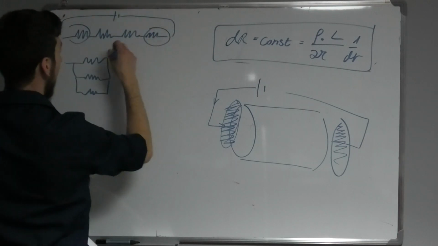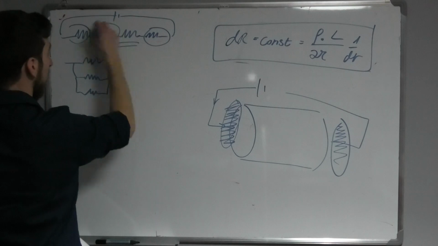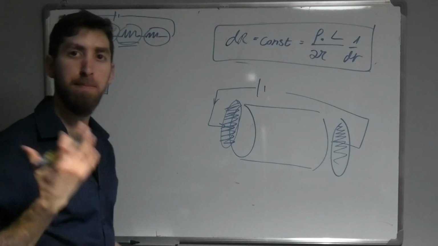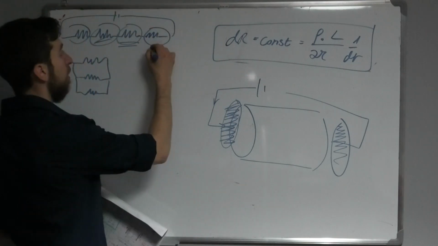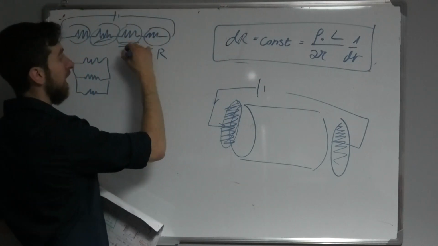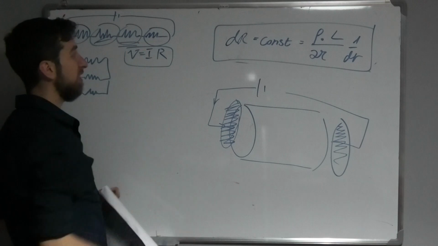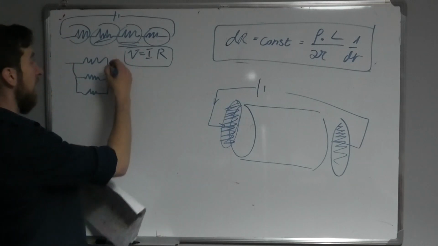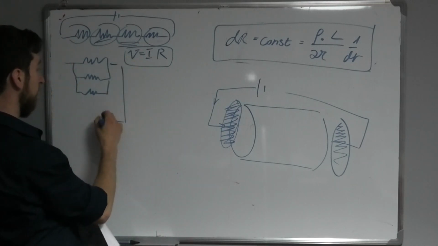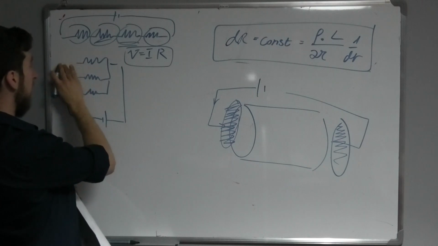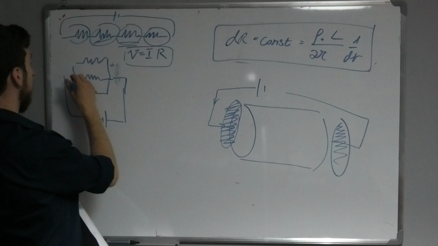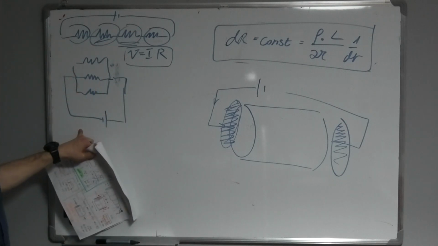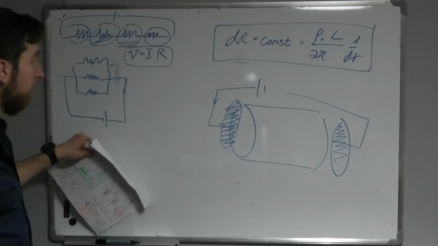But in the case of resistors in series, only the two on the edges are actually touching the battery. And all the rest also want some of it, and they start to fight about the voltage, who's gonna get more. And the resistor that has more resistance is gonna get more voltage. That is the concept. But here, everybody connects to the battery, everybody is gonna enjoy the same volts, okay?